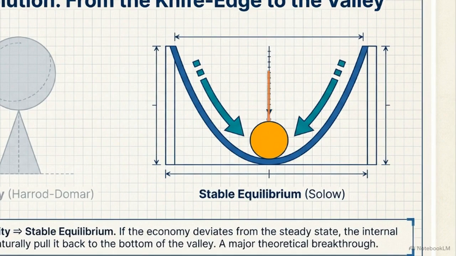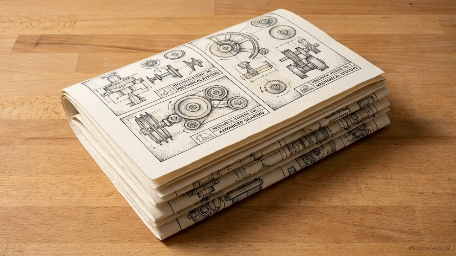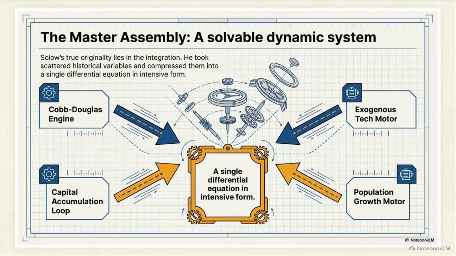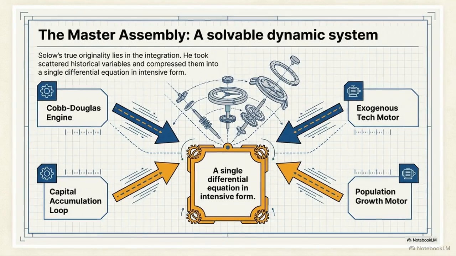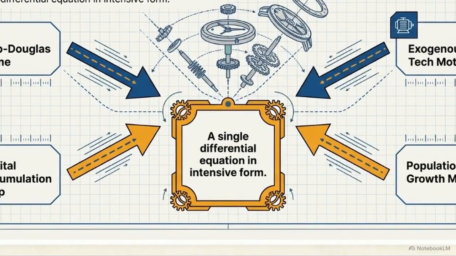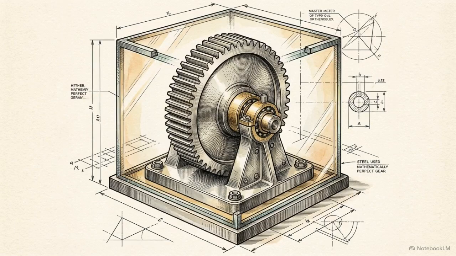The elegance of Solow's integration lies in mathematical compression. He compressed the Cobb-Douglas engine, the neoclassical pricing weights, and the exogenous motors into a single differential equation in intensive form. This master assembly finally gave macroeconomics a durable, solvable system.